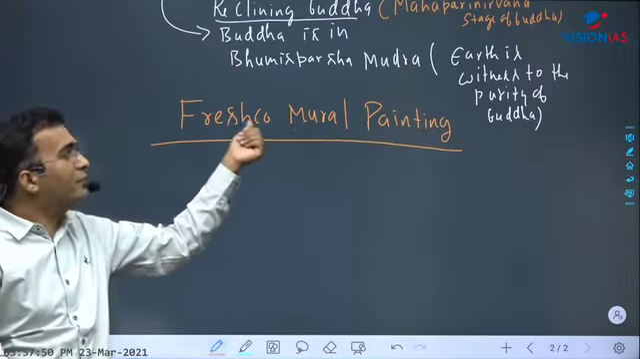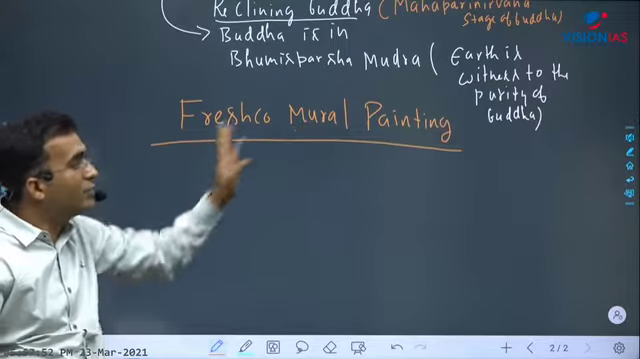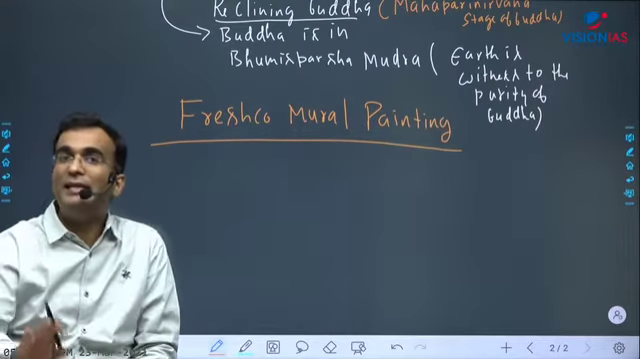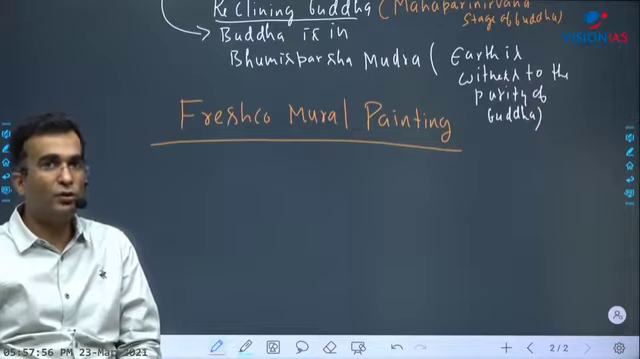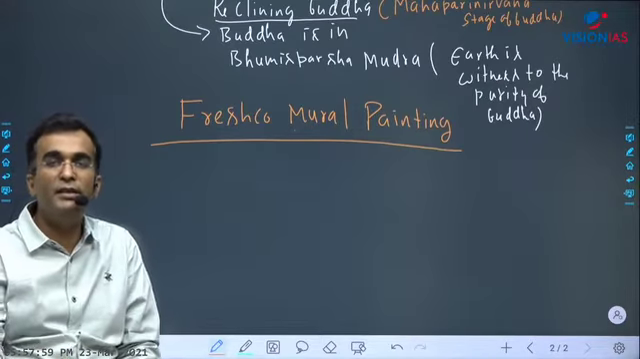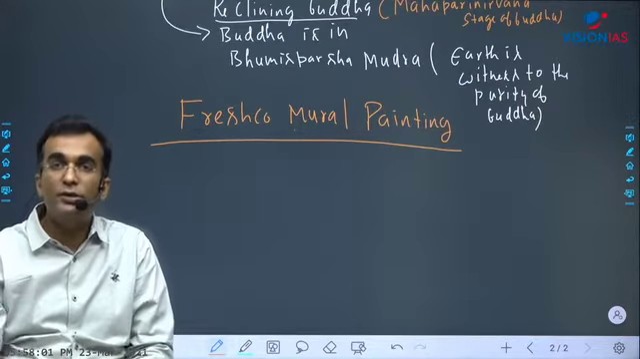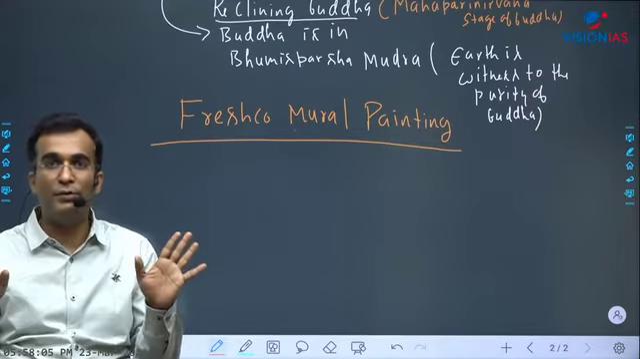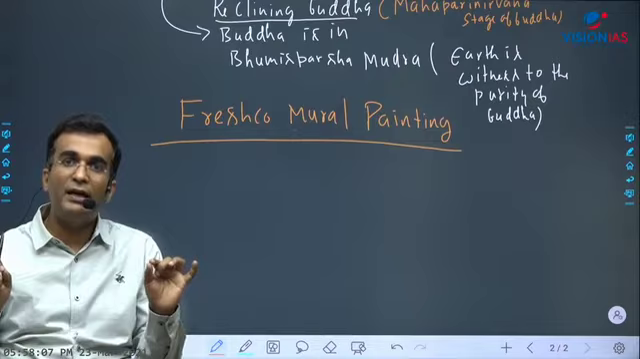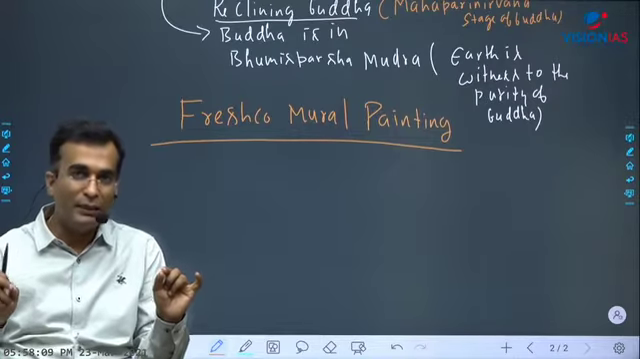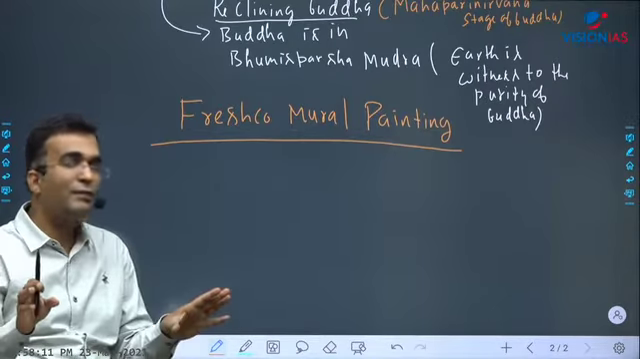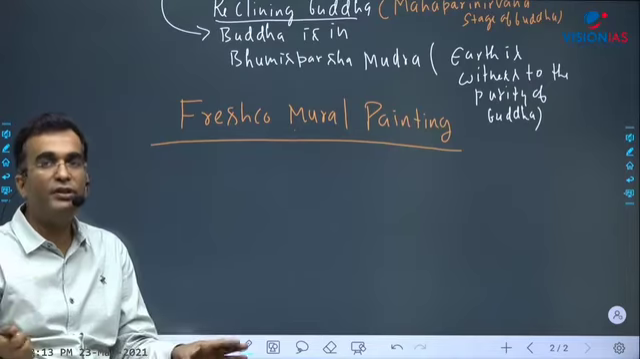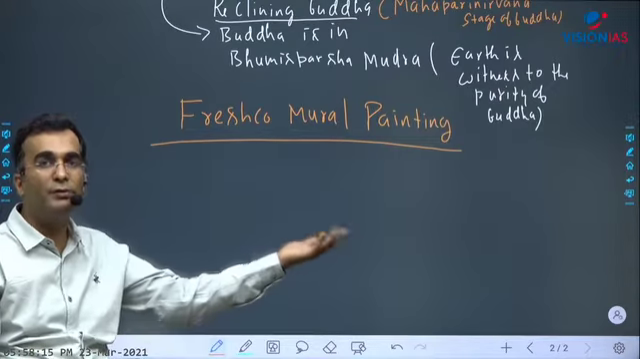So fresco is a word which has been attached to this mural. Basically, mural is a category of the painting which is created on the wall. That is the simplest definition of the mural painting. So mural is a wall painting. We will be reading about this mural painting again in the painting topic, but that time also you will be writing just one word definition. The painting done on wall is a mural painting.